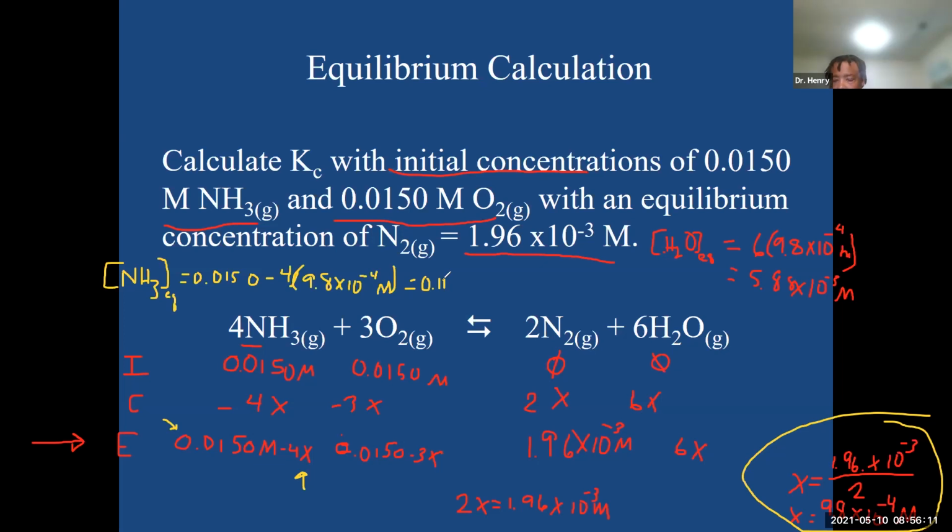Hold on. Let's see. 9.8 e to the negative 4 times 4 minus. Okay, so, oh yeah, you're off by a factor of 10. So 0.00111 molar. And then what about the concentration of oxygen?